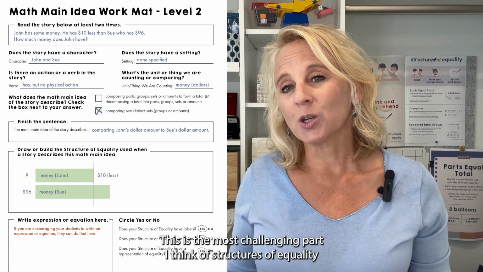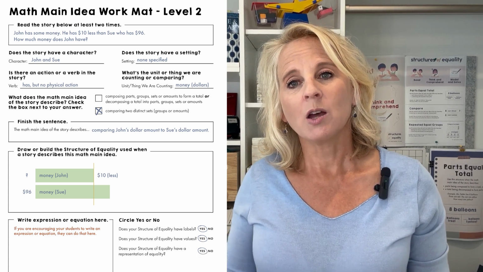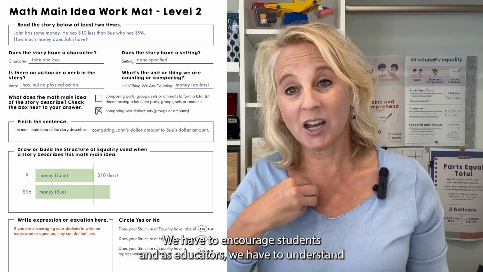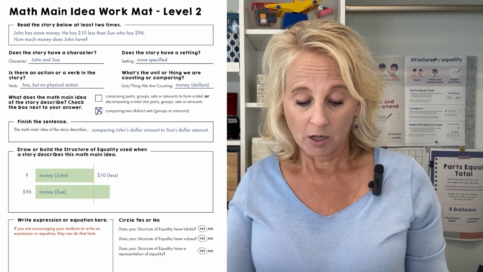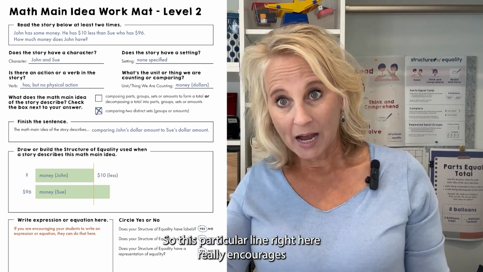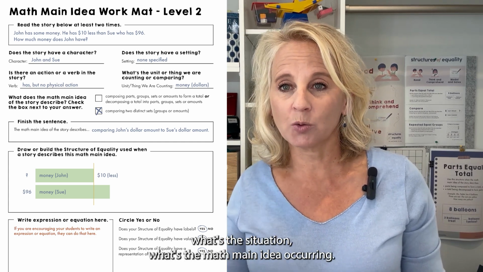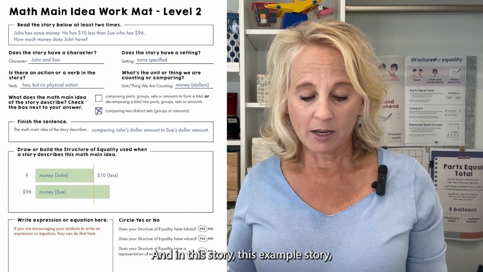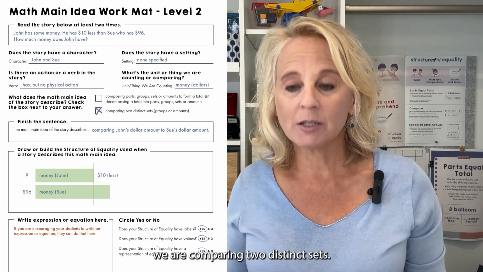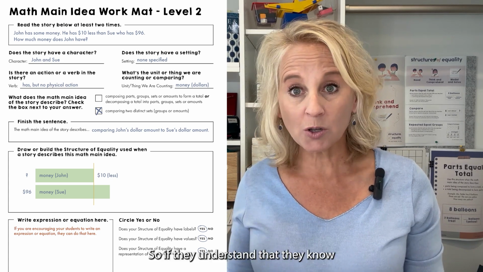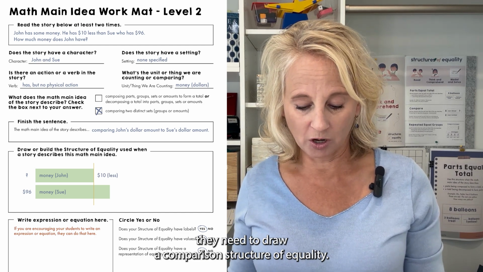This is the most challenging part, I think, of Structures of Equality, really understanding the situation occurring in the story. We have to encourage students, and as educators, we have to understand the situation too before we can draw the right structure of equality. So this particular line really encourages students to think about what is the relationship, what's the situation, what's the math main idea occurring. And in this example story, we are comparing 2 distinct sets. If they understand that, they know they need to draw a comparison structure of equality.